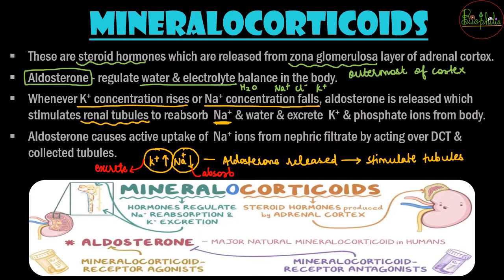So when aldosterone has to make the body absorb sodium, excreting is comparatively easier, but once you need to absorb, once you need to take sodium ions into the blood, there is going to be a need of energy. So it is called the active uptake of sodium ions, and it is going to come from the nephric filtrate, which will be acting over the DCT and the collecting tubules. So what is DCT? Distal convoluted tubules. It is a part of the kidneys, which will be understood better in that chapter. So you might have understood about DCTs, the PCT and the collecting tubules as well.